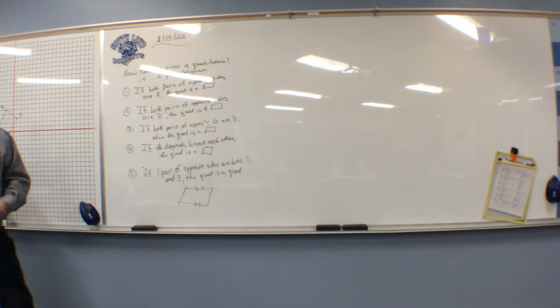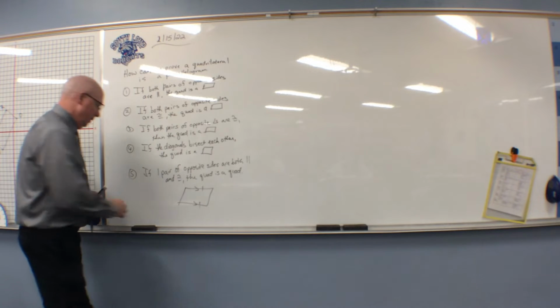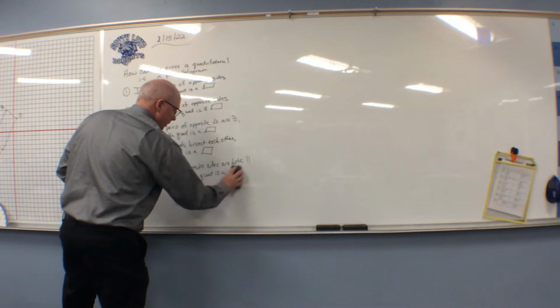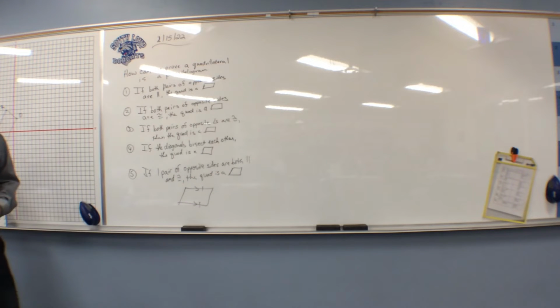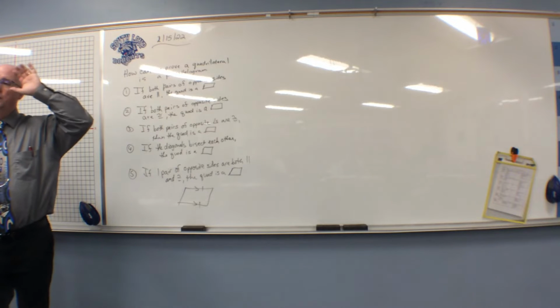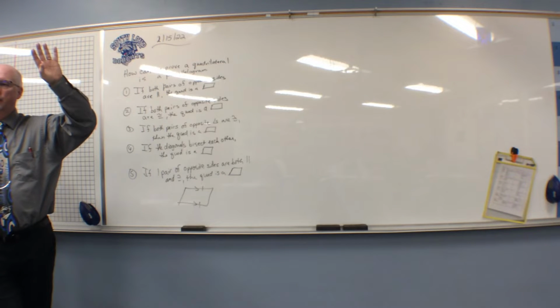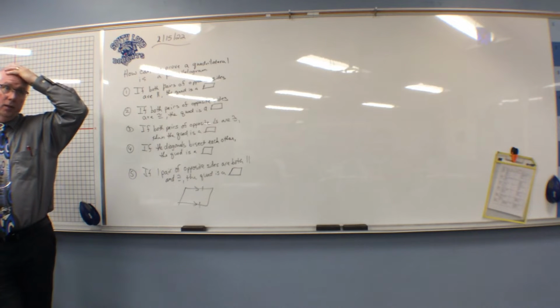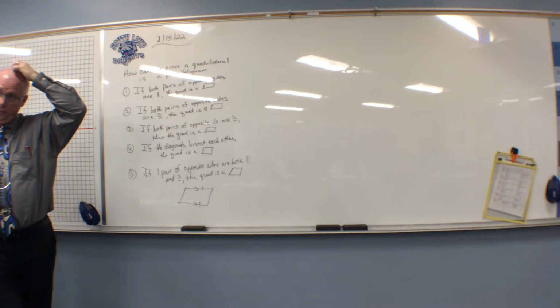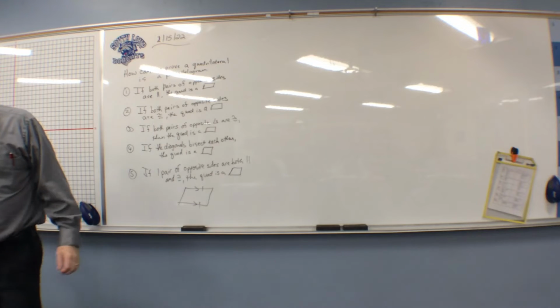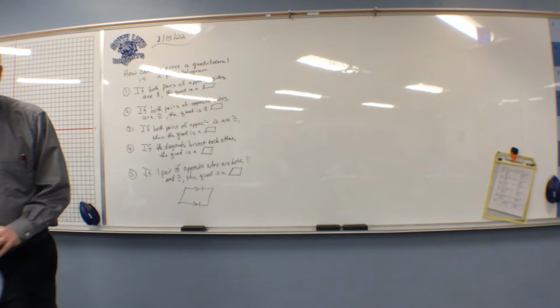Okay? So the quad is a parallelogram. Quad is a quad. There are 5 ways to prove a 4-sided figure is a parallelogram, and here they are. You understand that? Okay? Now, let's take a look at your worksheet.